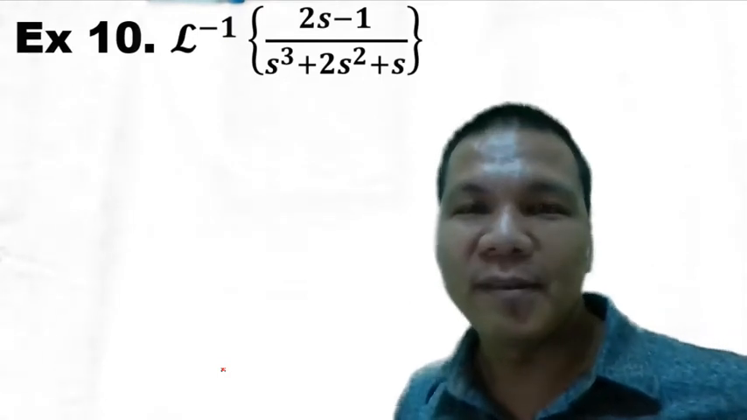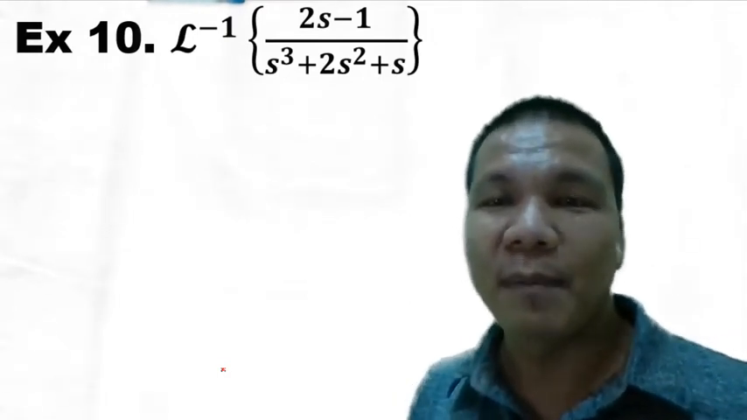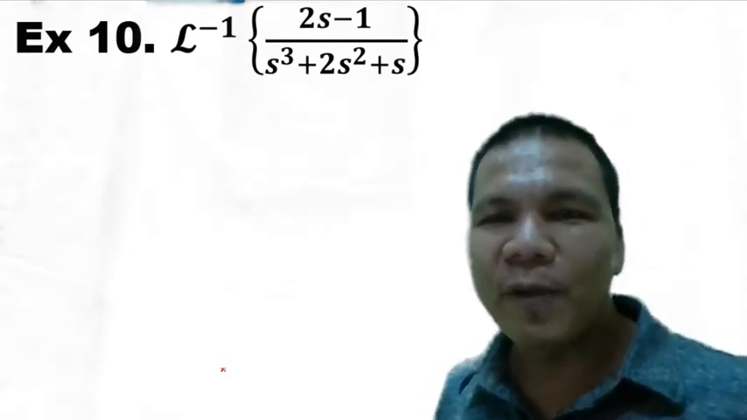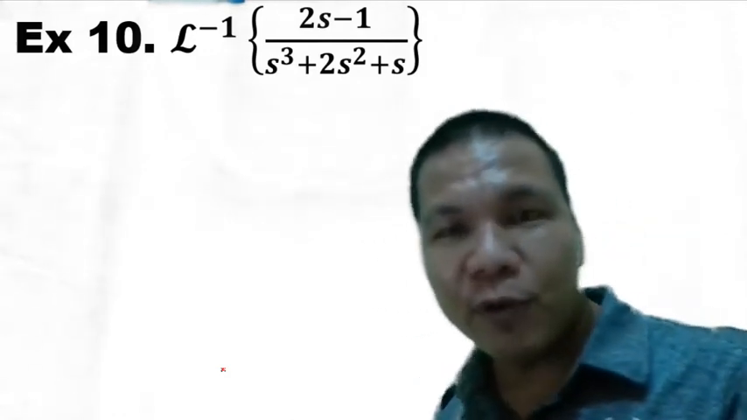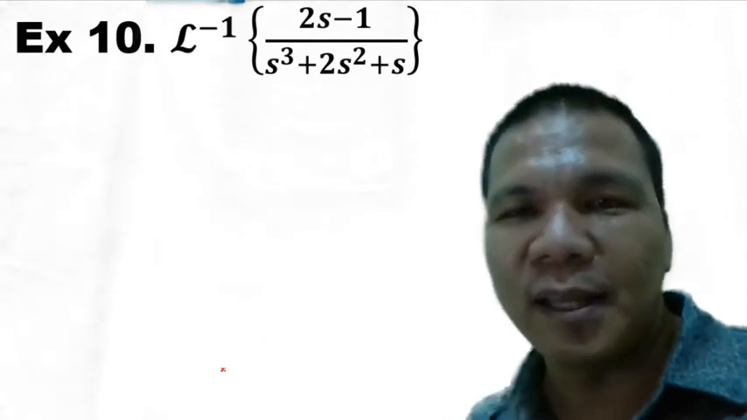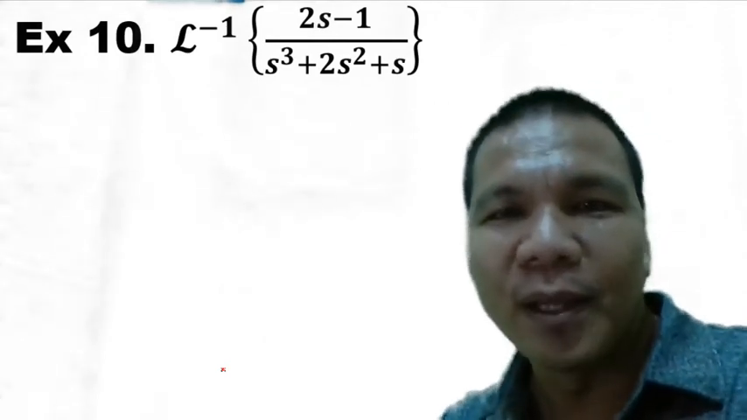So for our next example, I have here the inverse Laplace transform of 2s minus 1 all over s cubed plus 2s squared plus s. So how are we going to solve this problem? First is to factor out the denominator completely. So how are we going to do that?